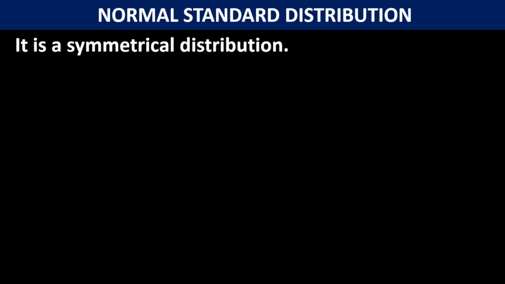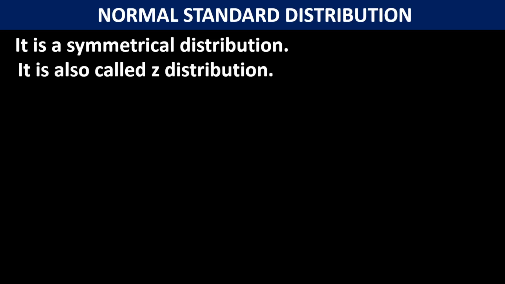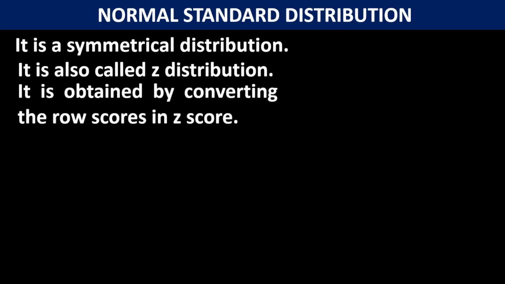Friends, like the normal probability curve, the normal standard distribution is there. It is like the normal distribution, but it is called the normal standard distribution. What is it? It is a symmetrical distribution. It is also called the Z distribution. It is obtained by converting the raw scores into Z scores.